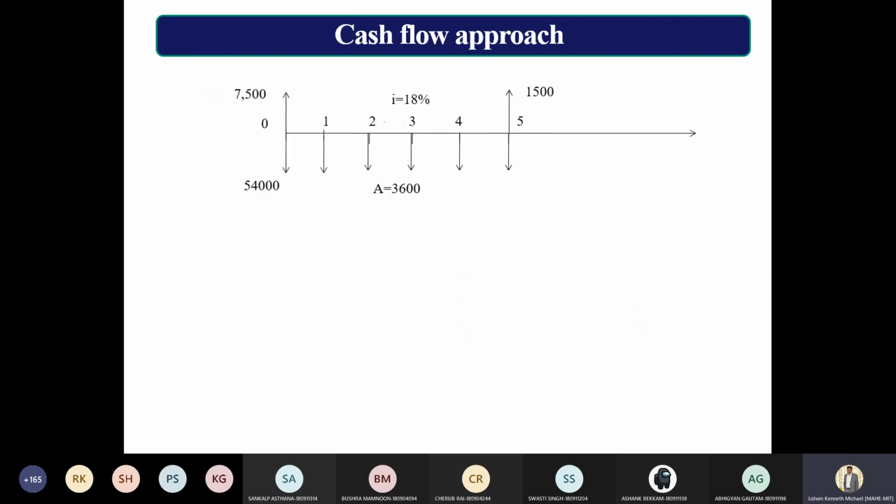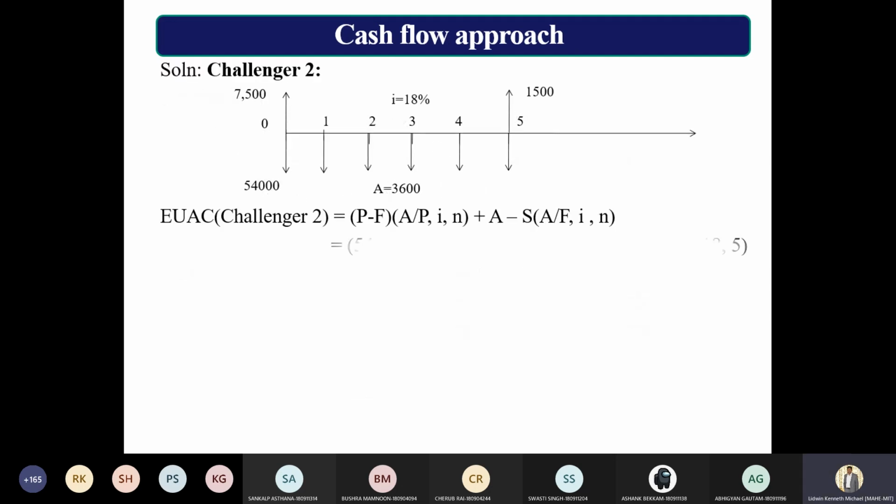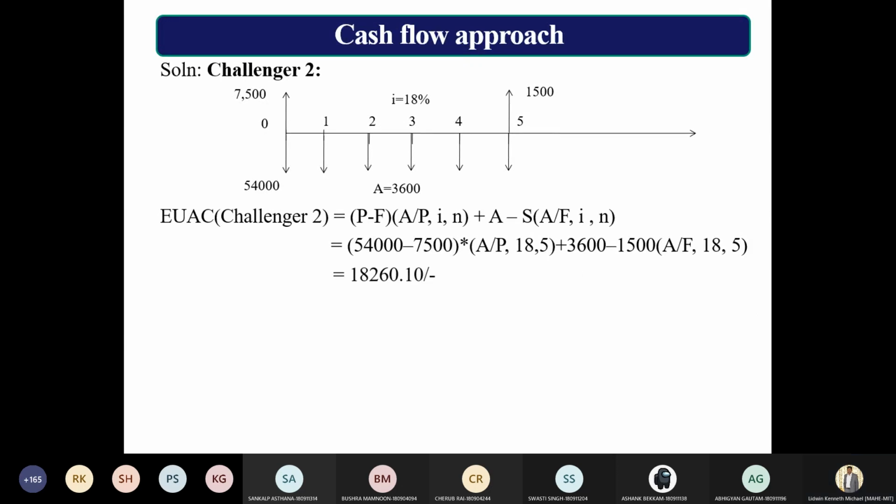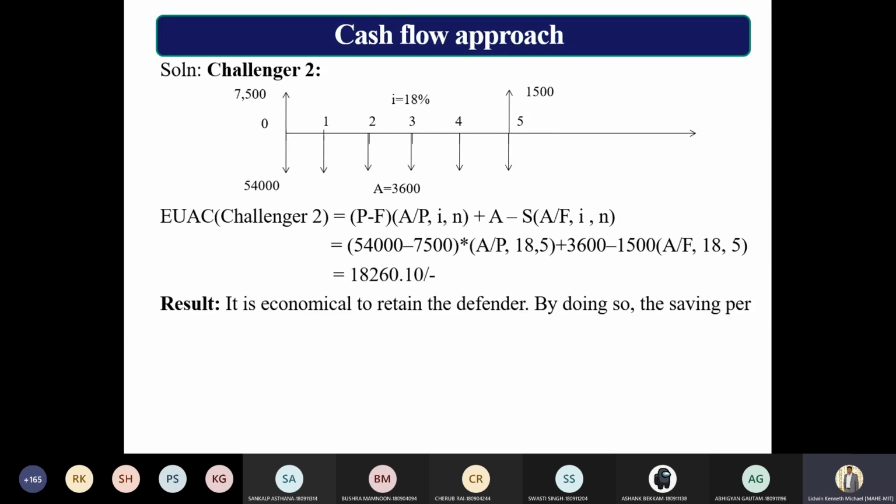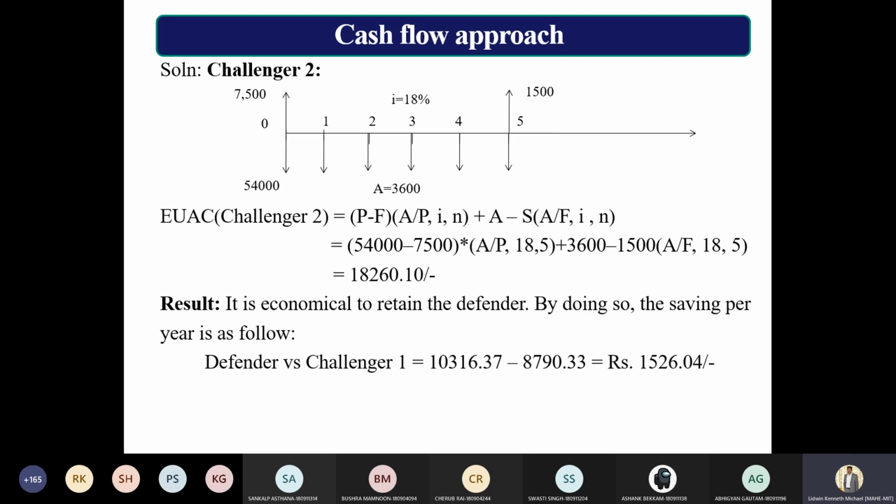Now moving on to the challenger 2. Same thing, same procedure, but the cost, right? It is equivalent annual cost. EUAC, equivalent annual cost for Challenger 2 is coming to 18,260. So if you compare the Defender with the Challenger 1 and the Challenger 2, you find that the Defender has got a lower cost, much lower cost.